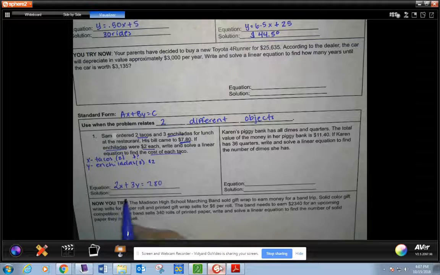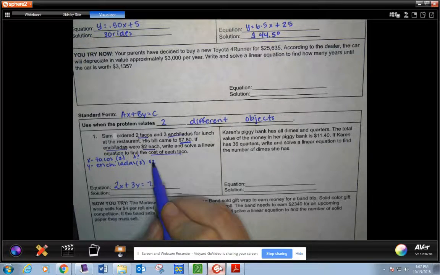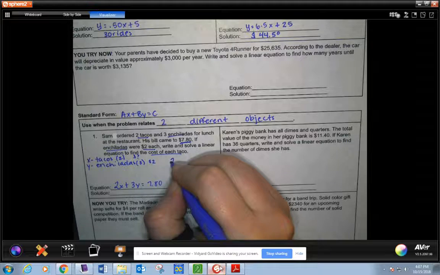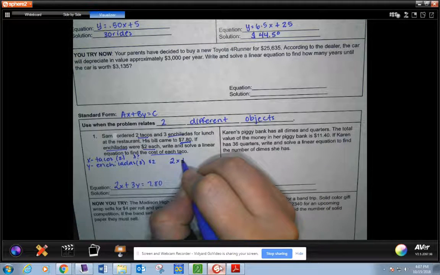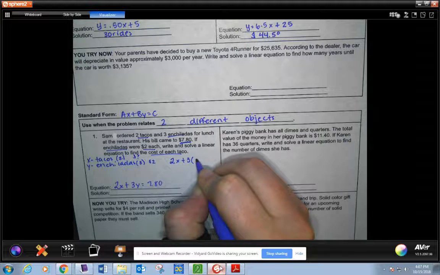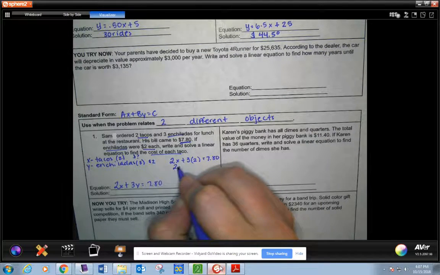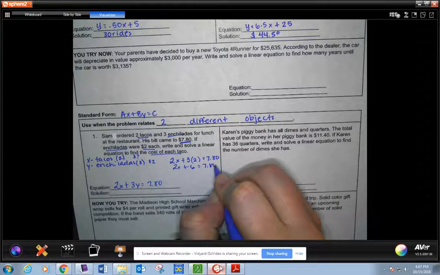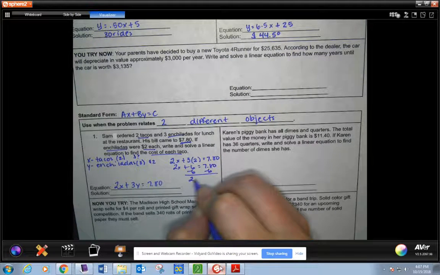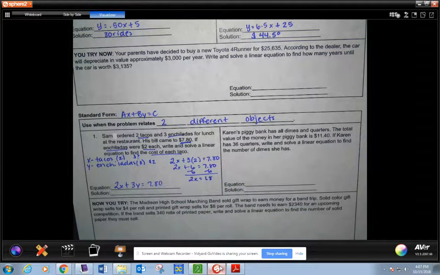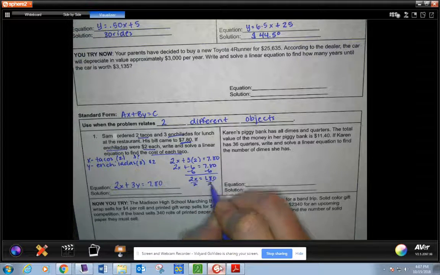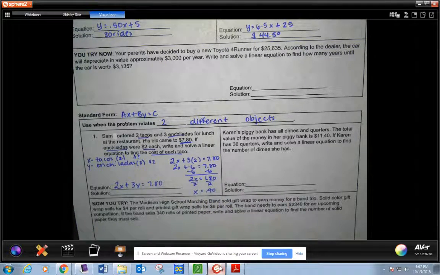Now what I have to do to find the cost of each taco is plug in the costs that I do know. Since I want to find taco, I'm going to keep 2x, plus 3, and I know that an enchilada costs $2. So I plug 2 into enchilada's spot, and I put 780. Now I just have to solve my equation. So I get 2x plus 6 equals 780. I'm going to subtract 6. That gives me 2x equals 180. I'm going to divide by 2, and that gives me x equals 0.90. So my solution is a taco is going to cost me 90 cents.